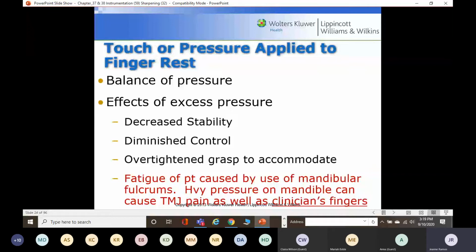The effects of excess pressure, or a death grip, or pressure that you're fulcruming with and you're pressing down on their jaw, is you have decreased stability, diminished control, then you have an over-tightened grasp to try to accommodate all that, and what you wind up with are pain and fatigue for the clinician. And the patient also has fatigue caused by the use of the mandibular fulcrums, because heavy pressure on the mandible can cause their joint pain as well as your own fingers.